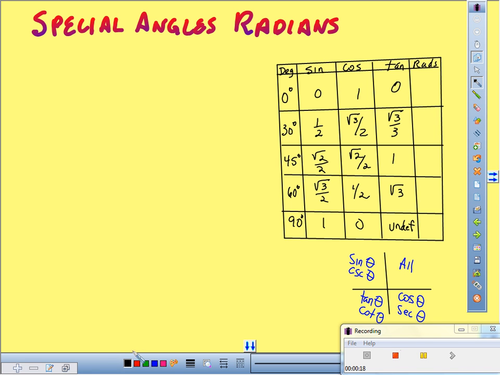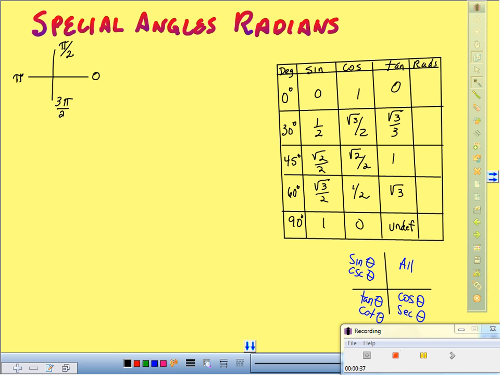In particular, I want you to remember, if you're thinking about the clock, that 0 radians is still at 0 degrees. 180 degrees is pi radians. Therefore, straight up is half of pi, and straight down is 3 halves, or in other words, 1 and a half pi's.